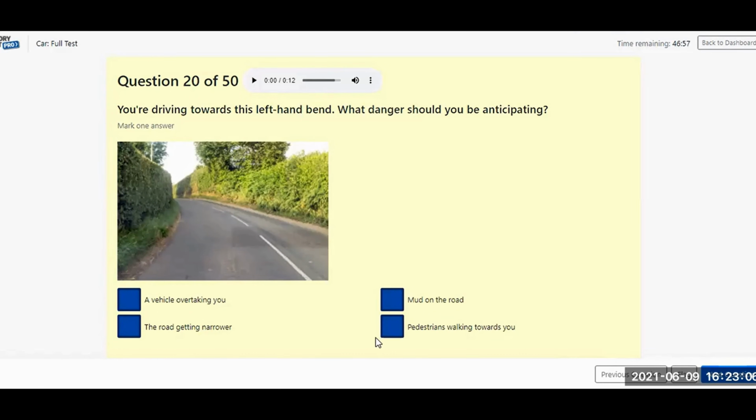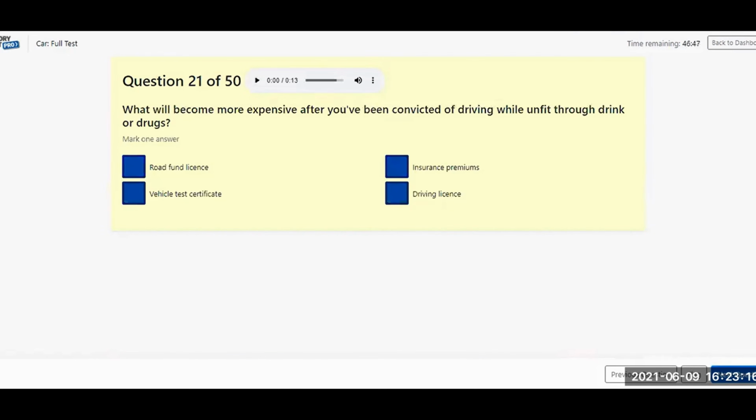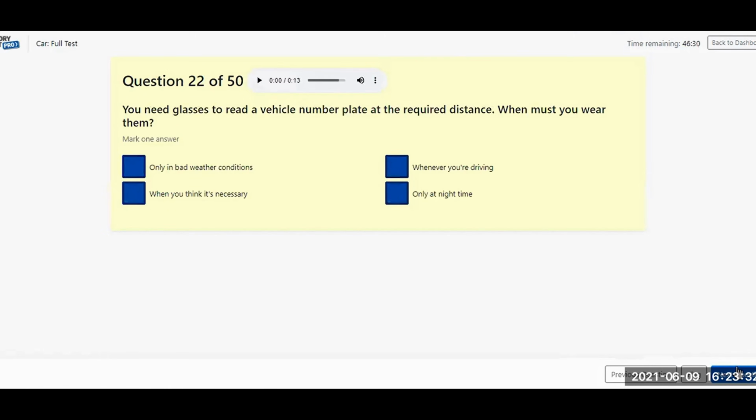You are driving towards a left hand bend. What danger should you be anticipating? Again, there may be pedestrians walking towards you. That is one of the main hazards, and they should be walking facing the drivers. What will become more expensive after you have been convicted of driving while unfit through drink driving? Again, your insurance. Your insurance per month will have a higher premium you have to pay each month.